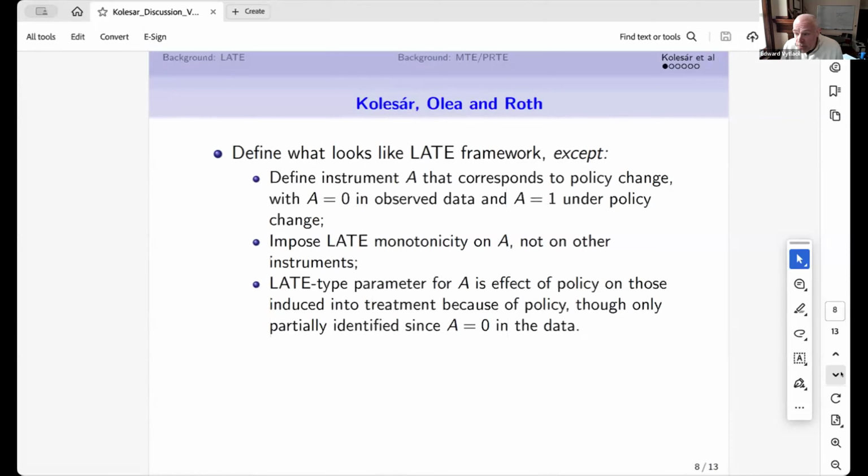Obviously the problem, the reason it's partially identified, is that in the data, the policy is not yet in effect. Under the counterfactual, the policy would be in effect. So unlike standard LATE, it's a partially identified parameter, not a point identified parameter. They're going to impose LATE monotonicity on this instrument being the policy shift, not on the other instruments. And why do they do that? They're not interested in the effect of treatment for people who would select treatment at one value of the instrument but not at some other value of the instrument, except for responding to this instrument A, the policy change.